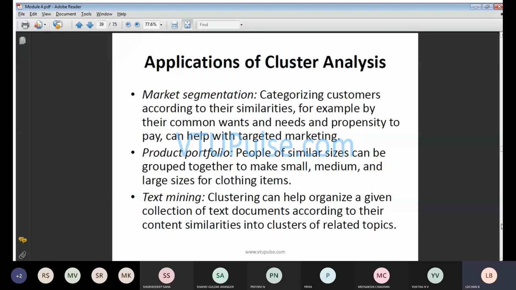Some of the applications include market segmentation. In marketing, see, whenever you make a startup company, marketing is very important. If you have not done marketing, automatically you may be in a loss.